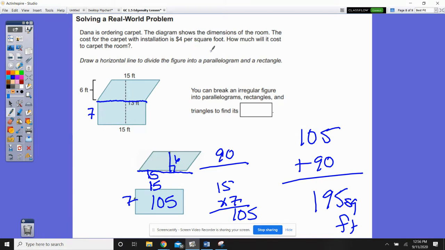So how much will it cost? I'm going to have to take the 195 times 4 to get 780. So $780 to carpet the room because it's $4 a square foot.